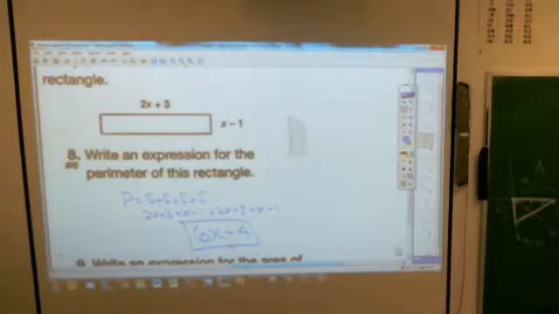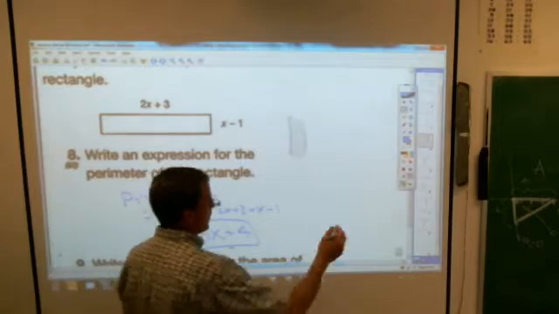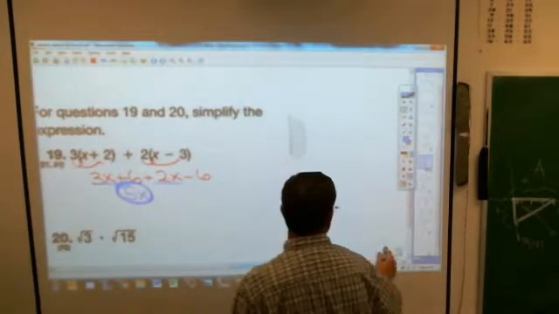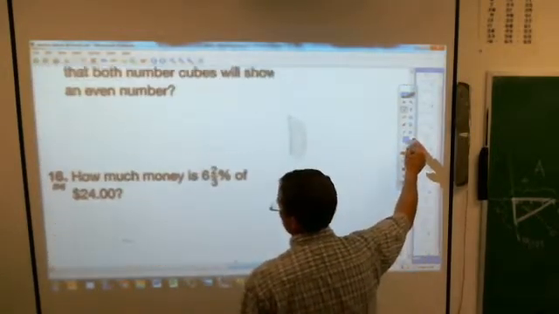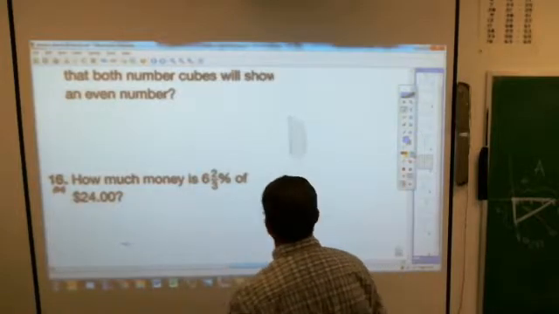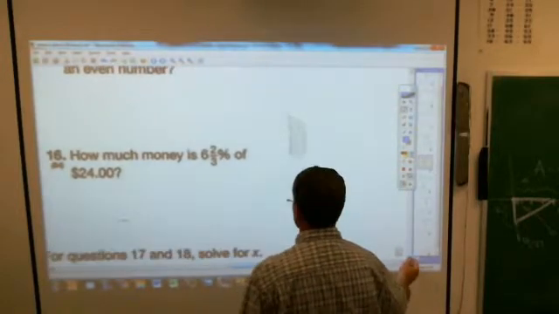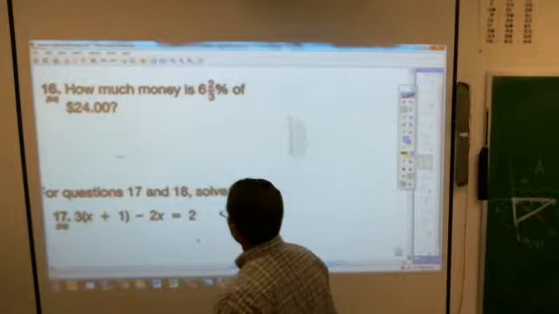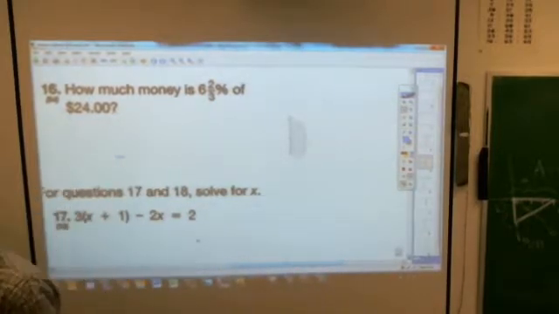Number 16. How much money is 6 2/3% of $24? What would you change 6 2/3% into? That's an interesting question, ladies and gentlemen. I'm guessing it's not on your reference sheet. It is, but it's a repeating decimal. But is it given as a fraction on your reference sheet?